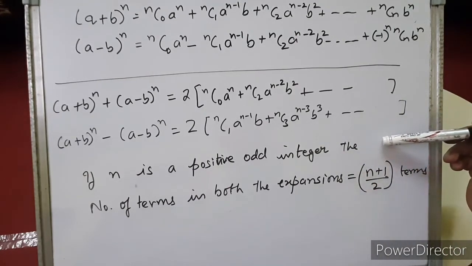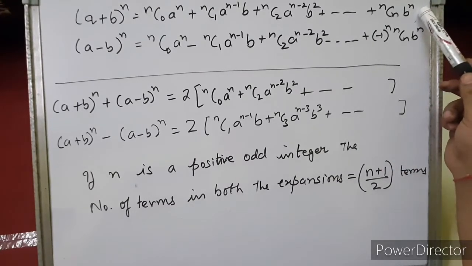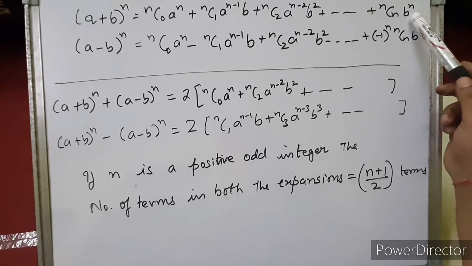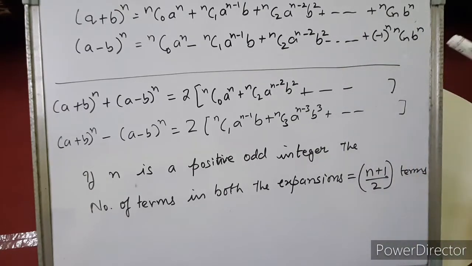This will be the resulting series that we'll get. So now we are saying that if n is a positive odd integer, now try to understand, n is odd, then the number of terms in the sequence will be even. Suppose n is 5. The number of terms will be 6 and 3 terms will get cancelled: the second, fourth and sixth terms. So how many terms remain? 3 terms.